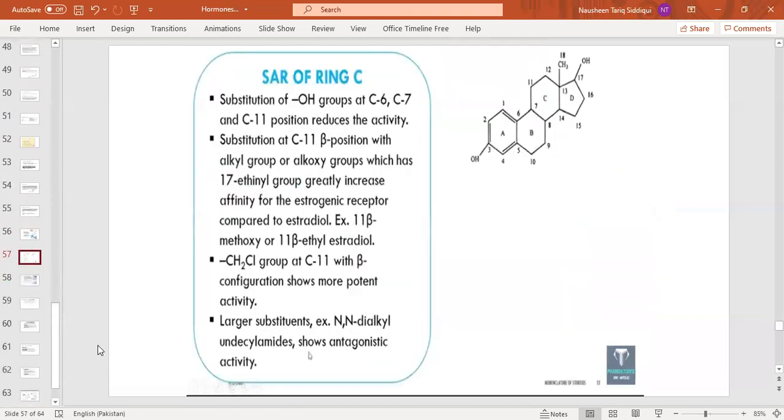While for the SAR of ring C, substitution of a hydroxyl group at C6, C7 and C11 positions reduces the activity, while substitution at the C11 beta position with an alkyl group or alkoxy group, which has a 17 ethinyl group, greatly increases affinity for the estrogenic receptor compared to estradiol. While a CH2Cl group at C11 in beta configuration shows more potent activity, larger substituents, that is N-dialkyl decylamide, show antagonist activity.